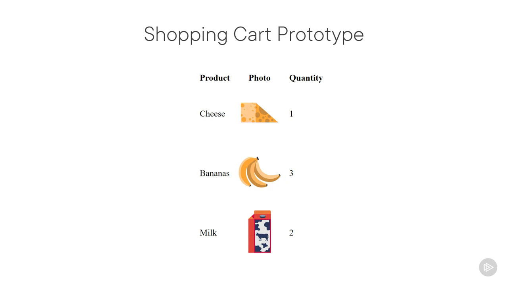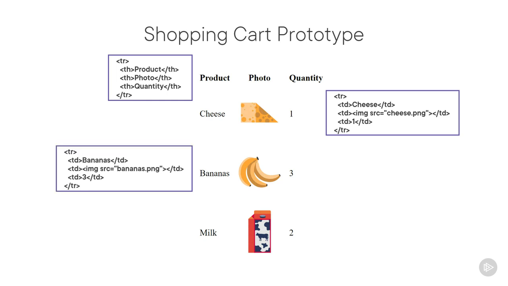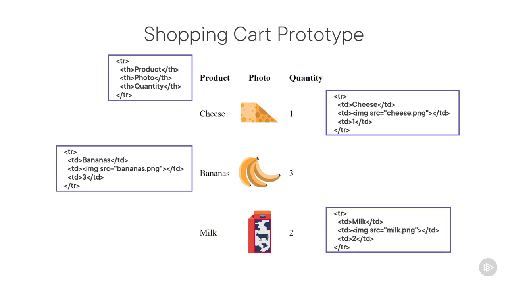Inside the table header, there is one tr or table row element with the expected 3 header cells for product, photo, and quantity. The table body has 3 table row elements. The first table row has 3 table data cells with cheese, an image child element, and 1 for quantity. The second table row has a very similar structure with 3 data cells for bananas. Same goes for the last row with details about milk.